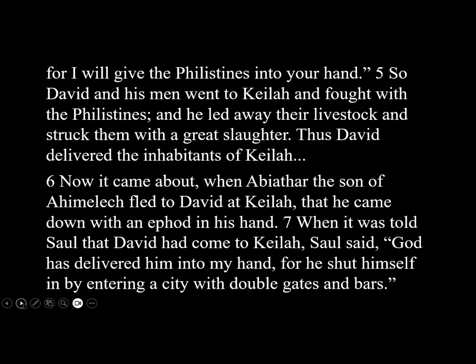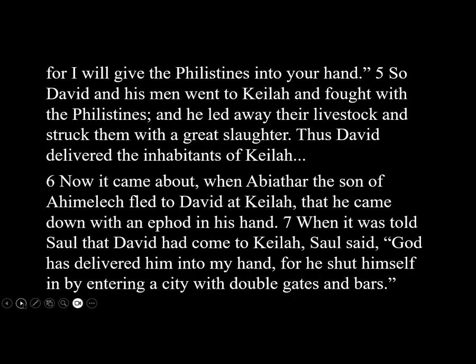Thus David delivered the inhabitants of Keilah. He delivered his own relatives, these people who were of his tribe. Now it came about when Abiathar, the son of Ahimelech, fled to David at Keilah, that he came down with an ephod in his hand.